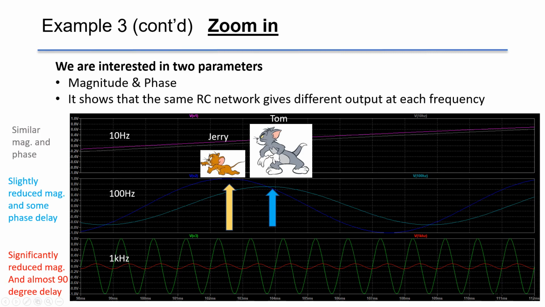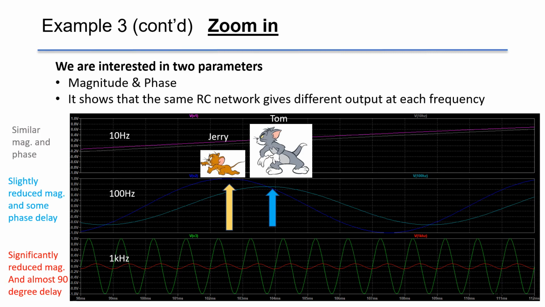If we look at the 1 kHz input, we see that the output has significantly reduced magnitude, and the output has almost 90 degrees of delay in phase, because one period has 360 degrees, and the output has its peak at the moment the input reaches 0 magnitude.